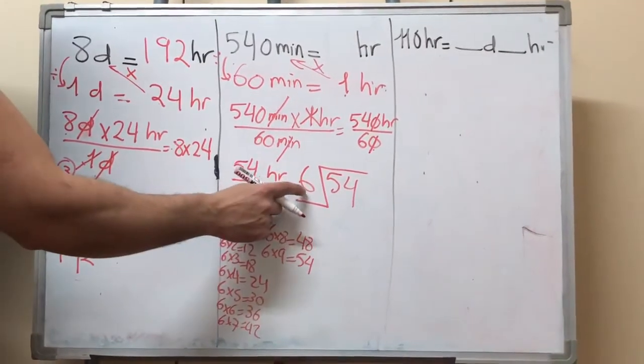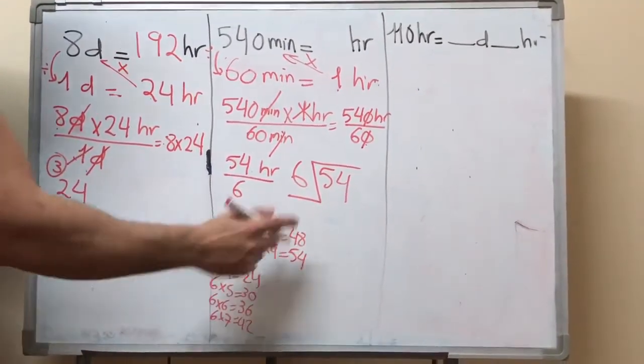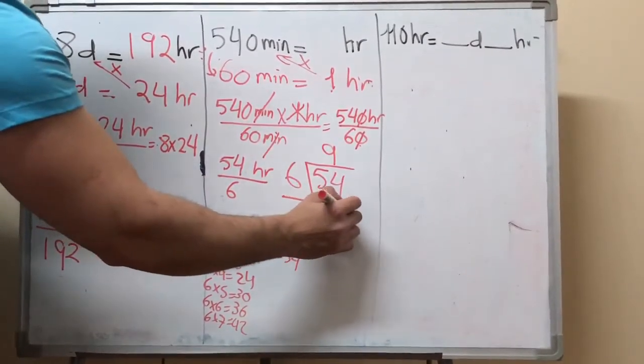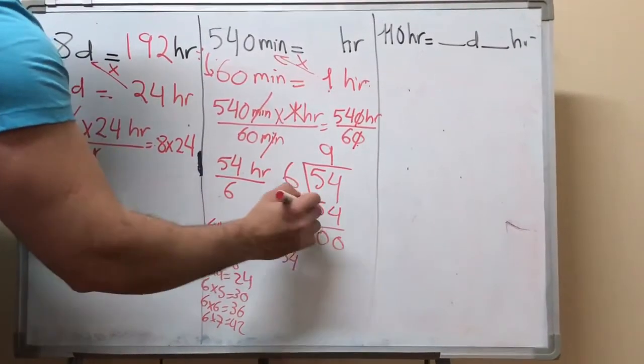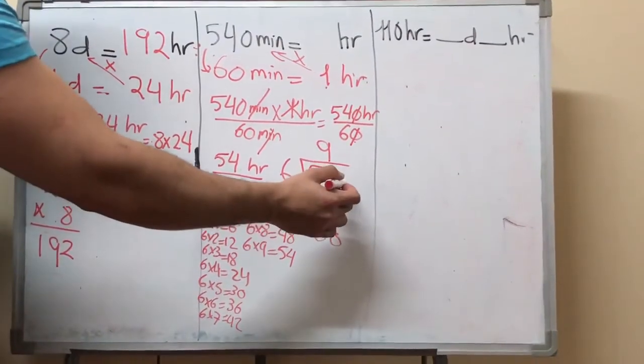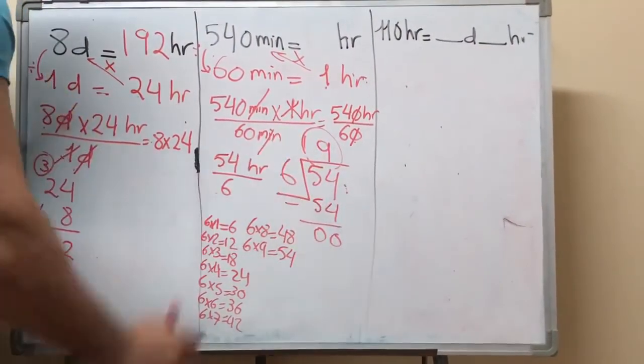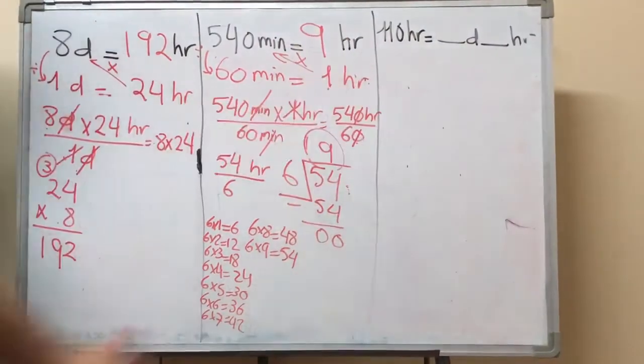Okay, so how many times can 6 fit inside the 54? 9 times. So it's 9 here. 9 multiplied by 6 is 54. 54 minus 54 is 0. Okay, do I have any other number to bring down? No. So this is the answer. So the answer is 9 hours.